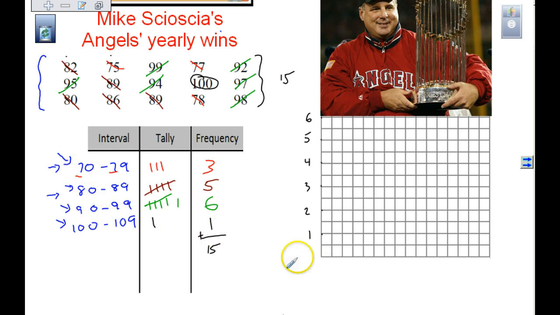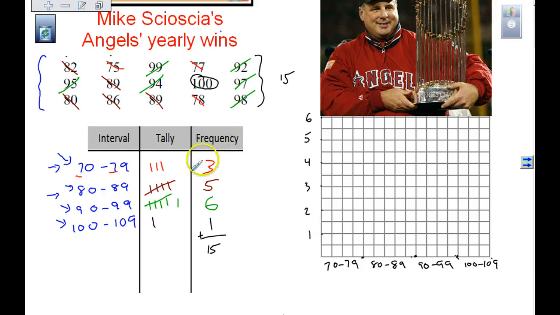And we have, let's see, 4 here. So we're going to have, let's see, 70 through 79. We're going to have 80 through 89. We're going to have 90 through 99, and 100 through 109. There we go.